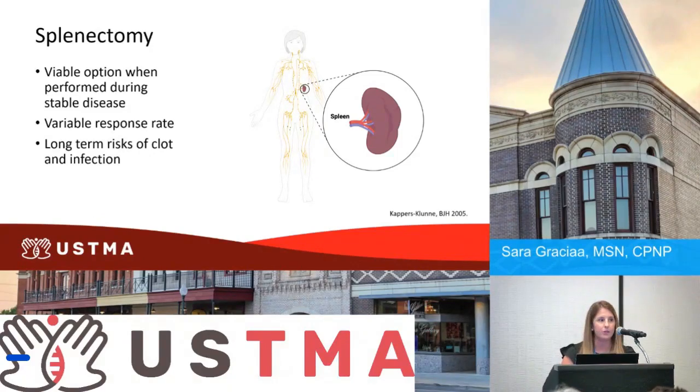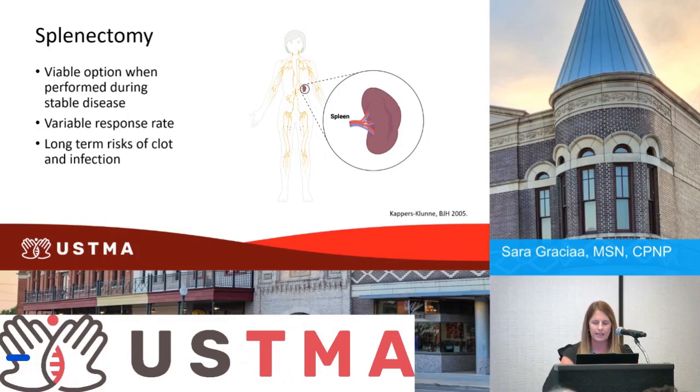Now, prior to rituximab, splenectomy was much more common, but it has become less common with the availability of these immunosuppressant agents. It does have a variable response. We do know that it's more effective when performed during stable disease or during remission.